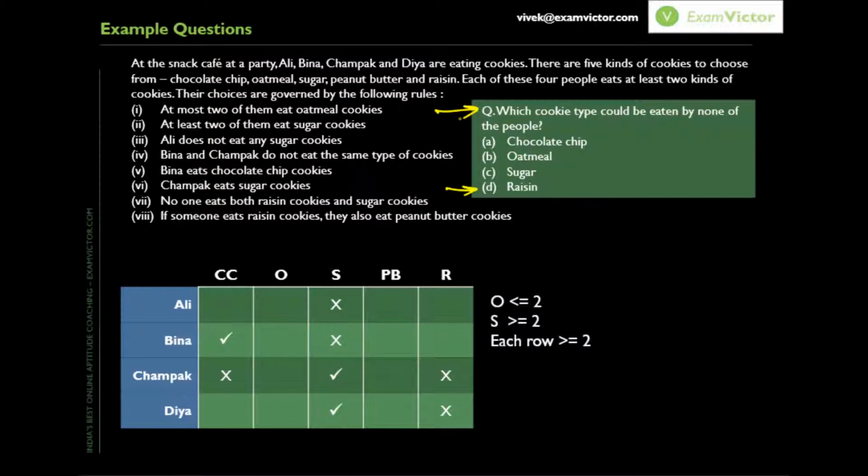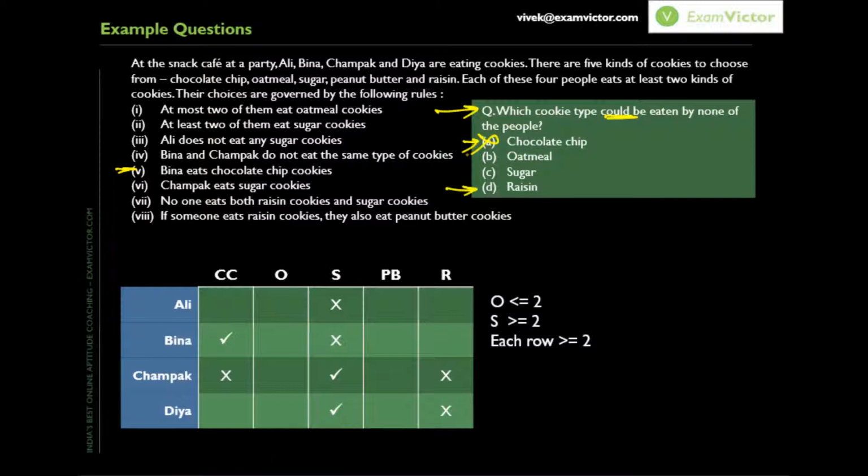The question is asking which cookie type could be eaten by none of the people. Could be, right? The word is could. And the options are: A is chocolate chip. That cannot be true because we know for sure Beena is eating chocolate chip, right? We are given that in the question. So A is wrong.